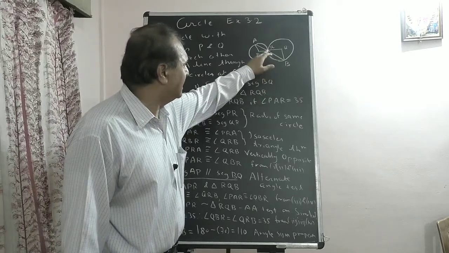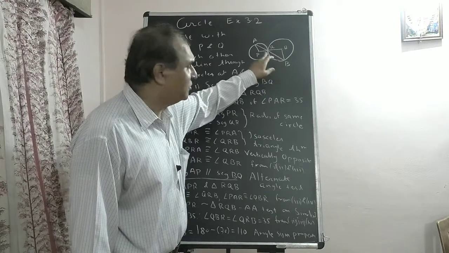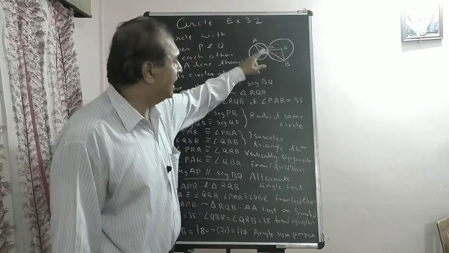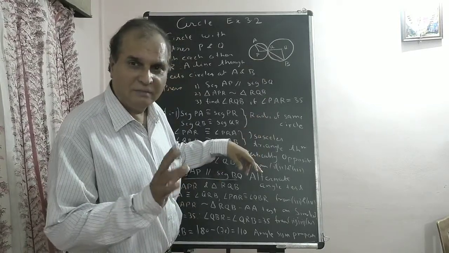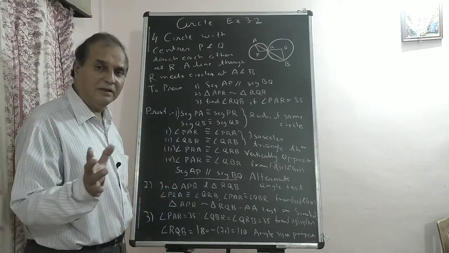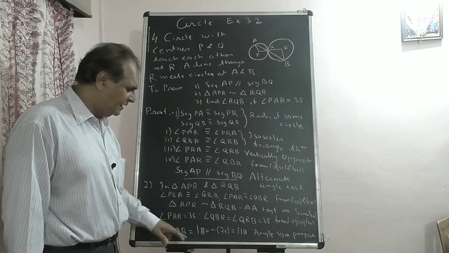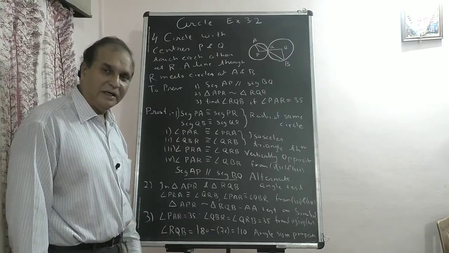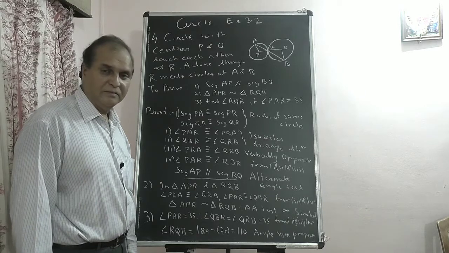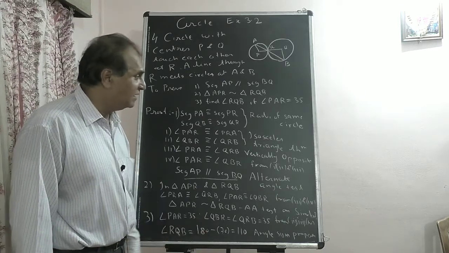Sum of angles, right, proper step. Angle RQB plus angle QBR plus angle QRB equals 180. So angle RQB plus 35 plus 35 plus 35 equals 180. So angle RQB plus 70 is 180. Angle RQB is 180 minus 70, 110 degrees. Answer, write properly. Okay. Give the degree sign properly.